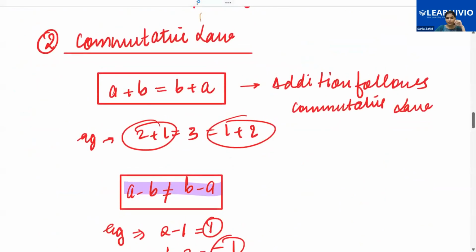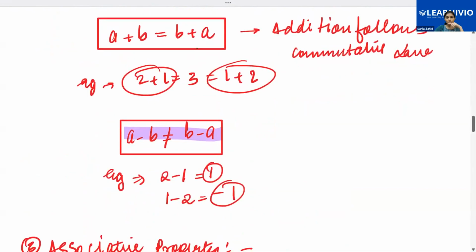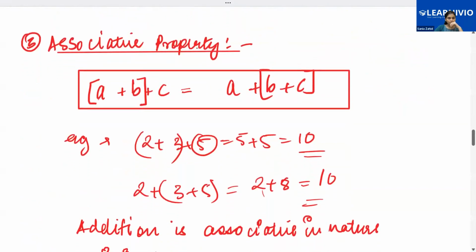Then commutative law. What is the commutative law? If we add integers in any order, we get the same number. Now, Harmeen, tell me, is commutative law true for subtraction and addition? For addition, it's true, but for subtraction, it's not. Yeah. Then what is the associative property?